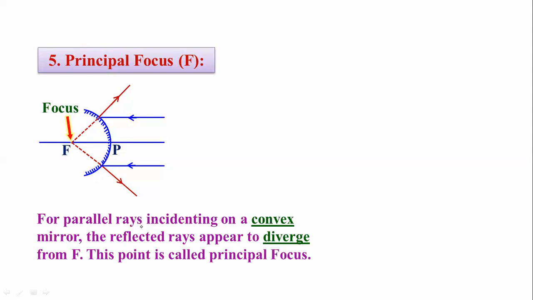Okay, so the parallel rays incident on a convex mirror. So it will be a convex mirror. Parallel lines are incident, and they will reflect in different directions. So they appear to diverge. If you extrapolate, it comes and meets at this particular point F. So at this point F where they meet, it is imaginary.